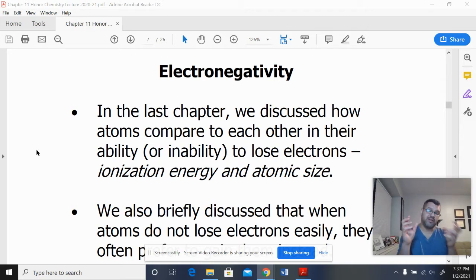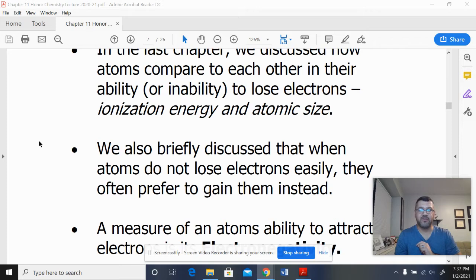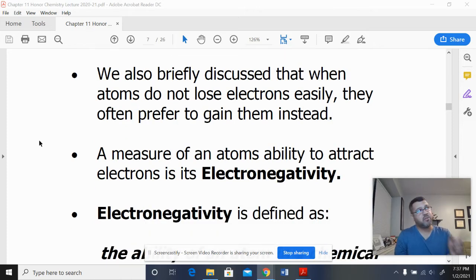And if you take these two ideas and smash them into a new idea, incorporating both, you get what's called electronegativity. If you remember when we talked about ionization energy, we said that for some atoms, it's just going to be too hard to remove an electron. Why would it be so hard to lose an electron? How's that going to affect it?